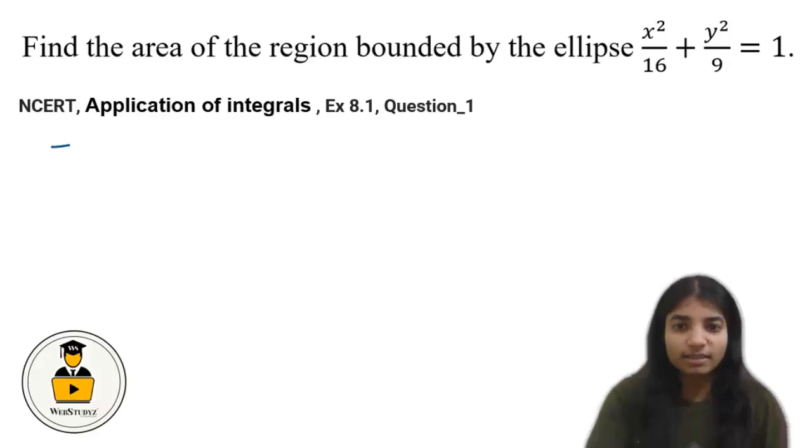Hello student, let's discuss the question. In this question we have to find out the area of the region which is bounded by the ellipse. So this is x square divided by 16 plus y square divided by 9 is equal to 1.